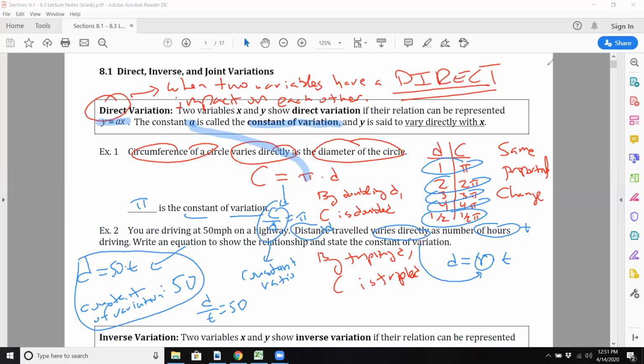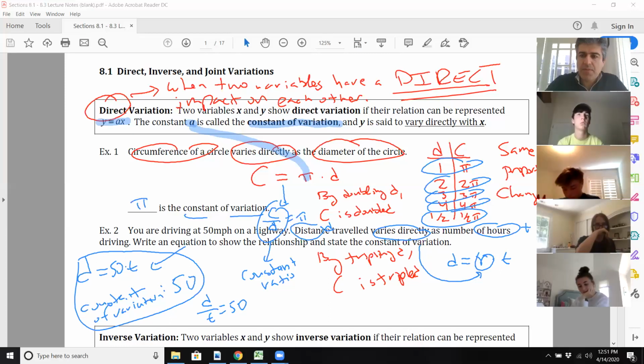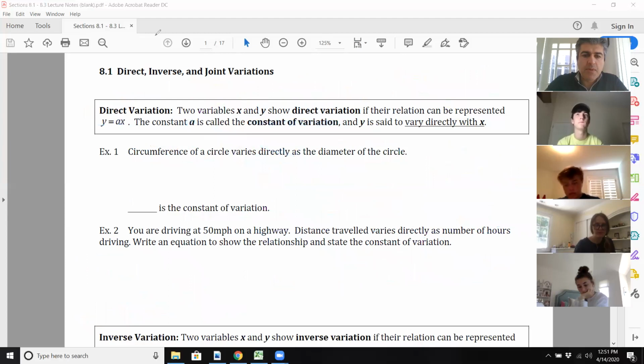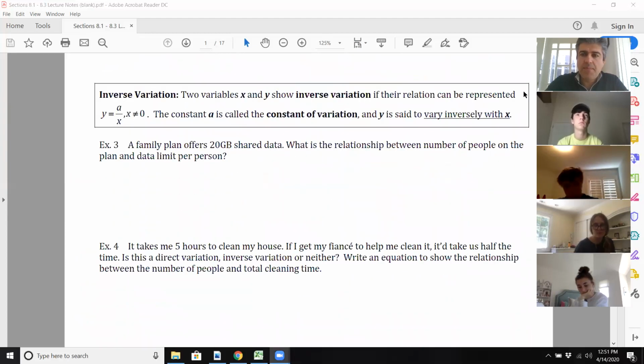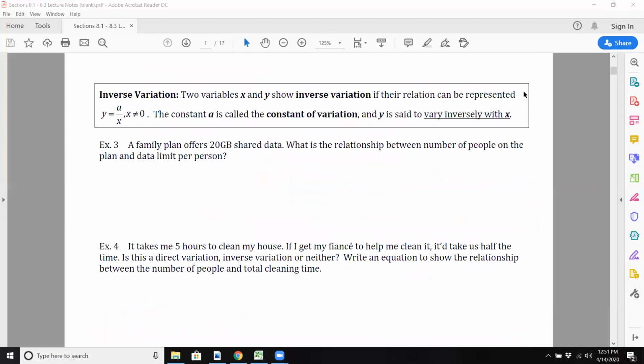Okay, I'm going to go ahead and clear this. But we're okay so far? Okay. So let's move to inverse. Inverse is just the opposite. So again, you're given some examples of direct variation, like some geometry formulas follow that, like circumference with diameter, motion, like distance, rate, and time.